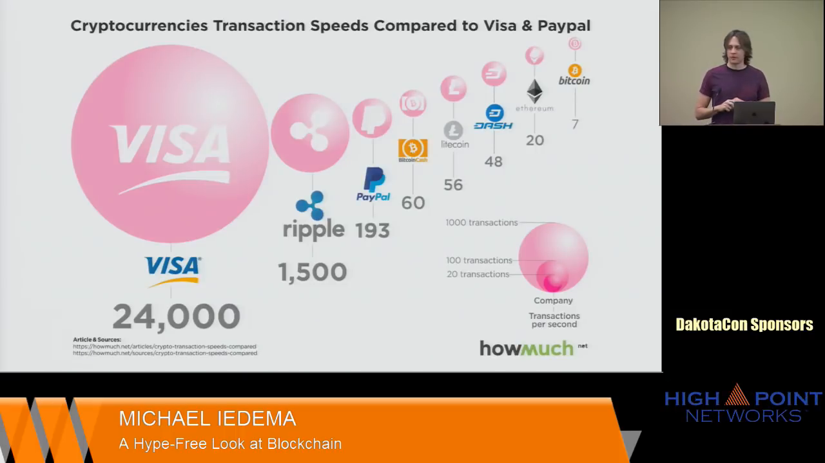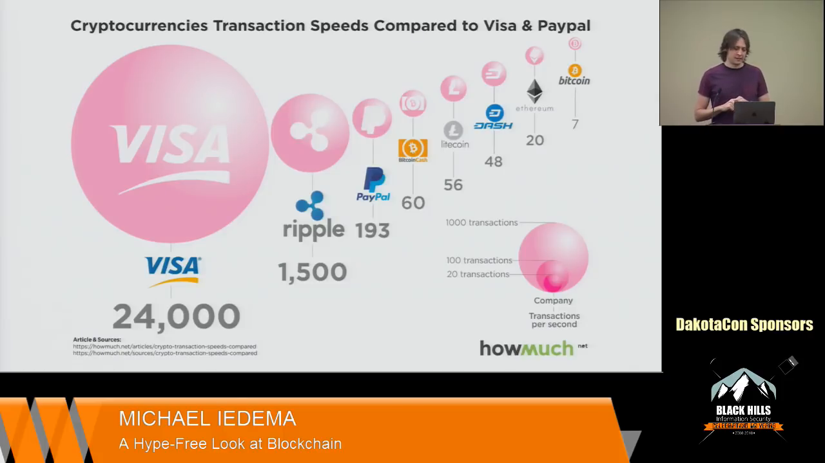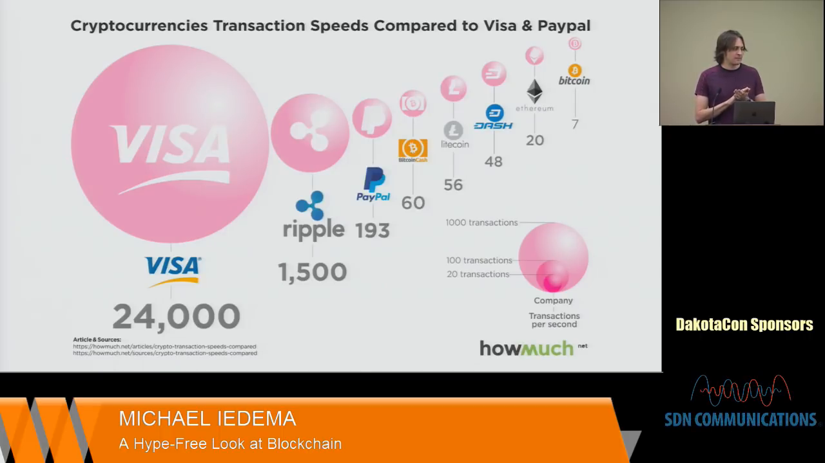So where are we at? Visa can do about 24,000 transactions per second, which is a lot more than the fastest blockchain competitor. Ripple was designed to be very, very fast, and it can only do 1,500 per second. And it falls off pretty quick after that. Bitcoin's way at the end with 7 transactions per second. So don't build anything too finely grained, or that needs to be too reactive.